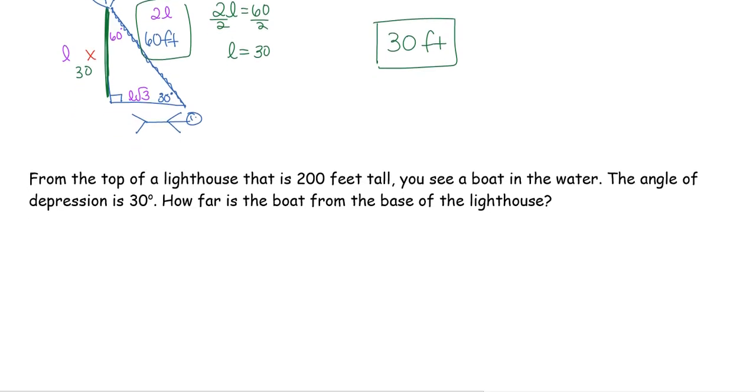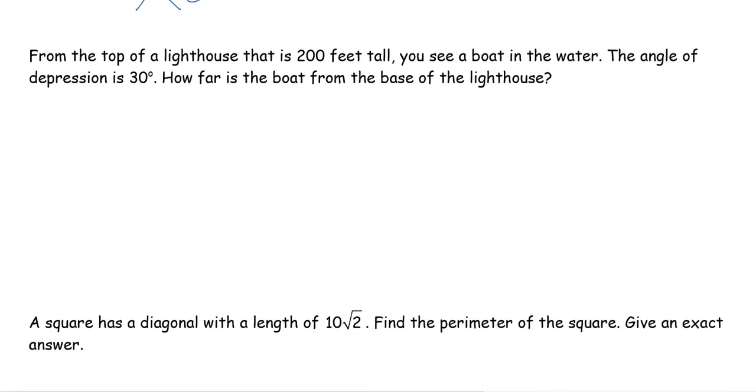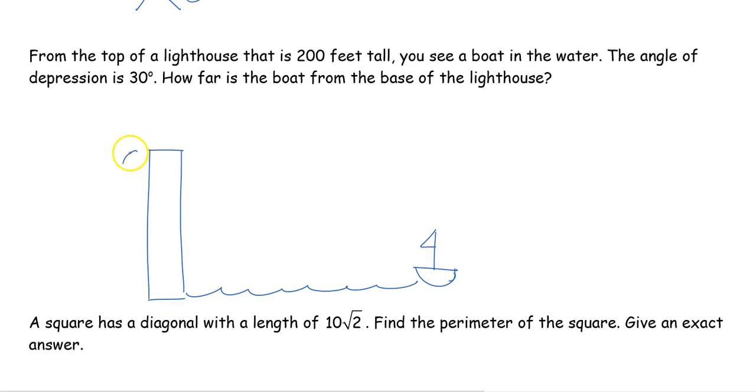From the top of a lighthouse that is 200 feet tall, you see a boat in the water. The angle of depression is 30 degrees. How far is the boat away from the base of the lighthouse? Again, pictures are super important. So here is our lighthouse. And we've got water, and we've got a boat out in that water. We were told that the lighthouse itself is 200 feet tall, and there's a person looking at the boat.